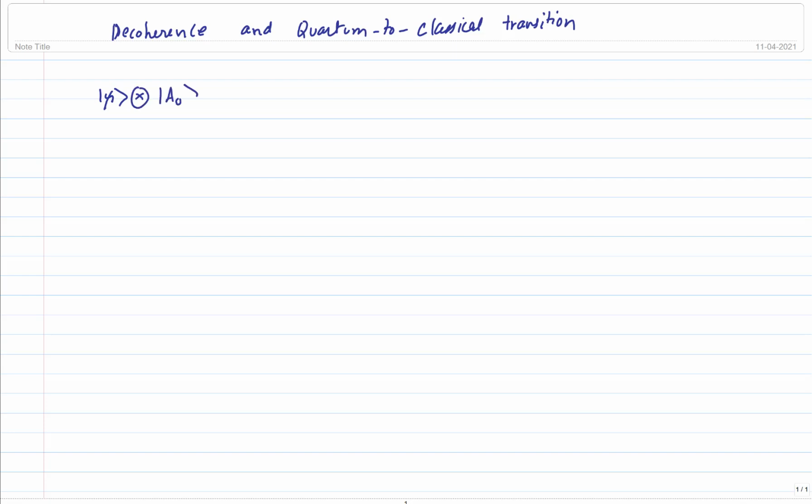So let's look at first of all decoherence and the quantum to classical transition. So the standard way we think of a measurement is the following. You have an apparatus and let's say a system state, some system state.